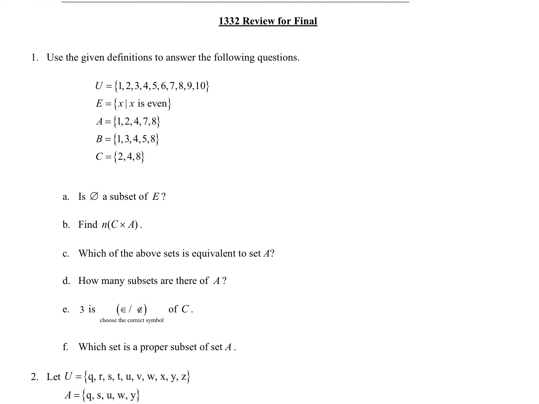So the first one, use the given definitions to answer the following questions. They give us the universal set, which is the integers 1 through 10. E is the set where x is even. A, B, and C are defined as listed. So the first question, part A, is the empty set a subset of E?